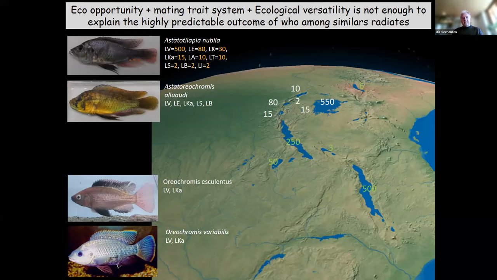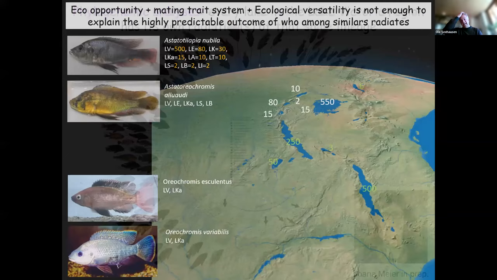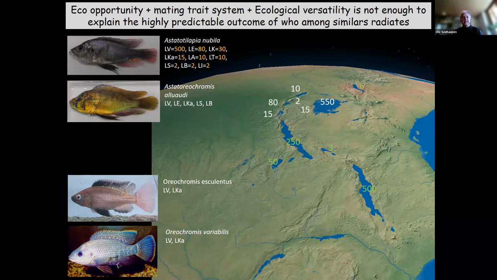So we need to understand this highly predictable outcome of who among similars radiates. Now, the first question you might have, and I had, is how do we know that these are really many independent radiations? Isn't this just one big radiation that then spread itself over those lakes? So there's really nothing to be explained here because the sample size is one. One has radiated and others haven't.